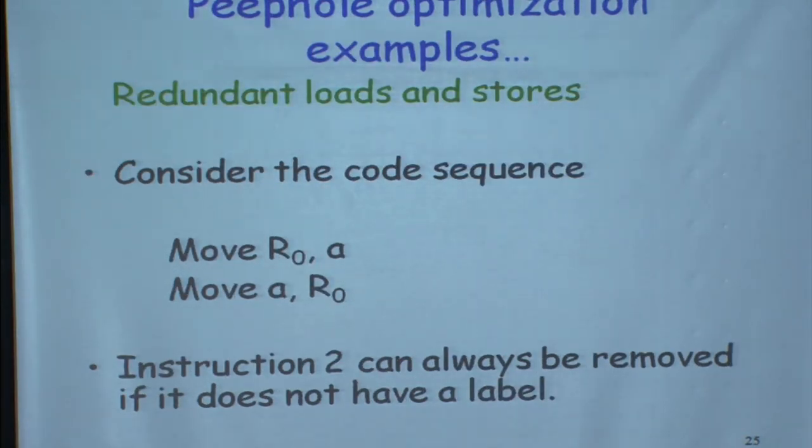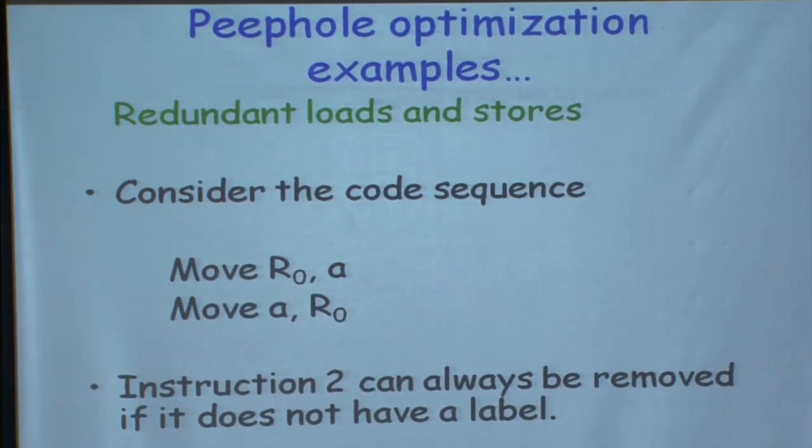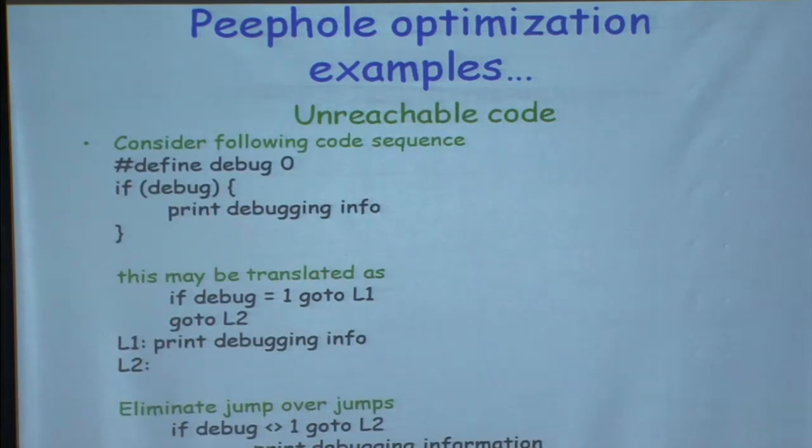This is the first example we saw. Suppose I have this template which says remove redundant loads and stores. You see in this template, instruction 2 can always be removed, irrespective of what the application is, unless you have an explicit jump coming to the second instruction. In that case, if you remove it, it could be dangerous. So instruction 2 can always be removed if it does not have a label. This is one optimization that is possible.